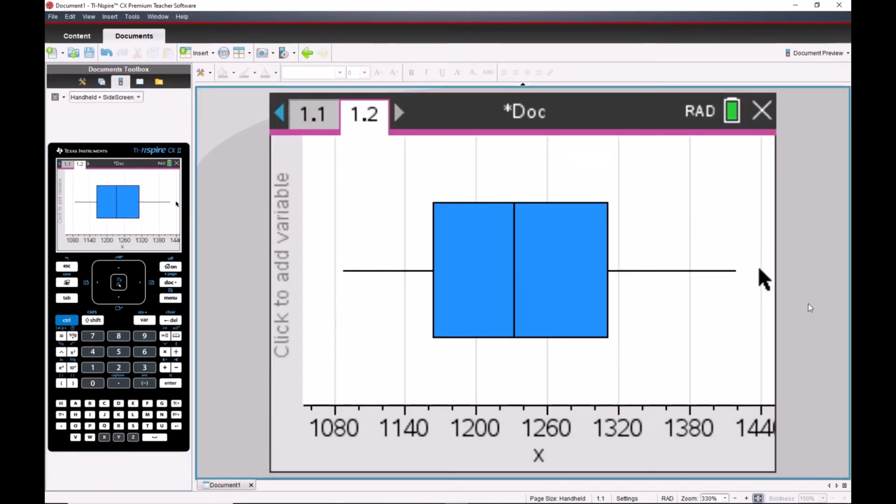Number 1, no outliers. That's good. Number 2, reasonably symmetric. Yes, there is a skew to the right. Let's not get picky about it. Remember, t procedures are robust to that kind of thing.